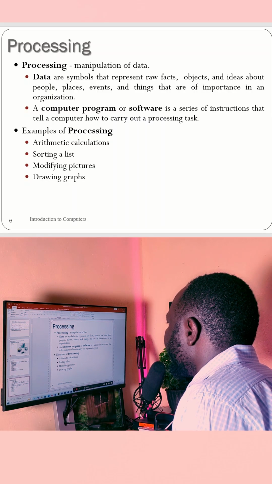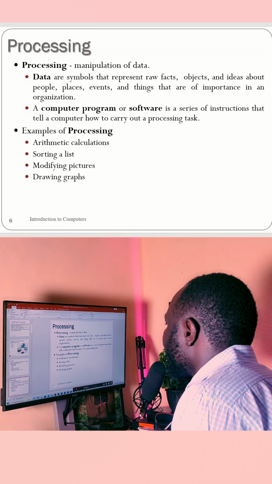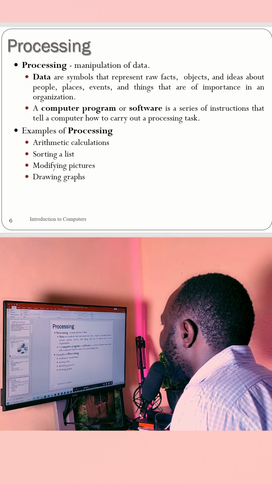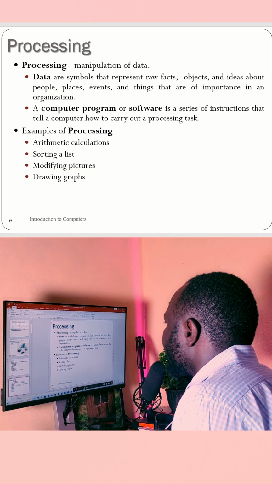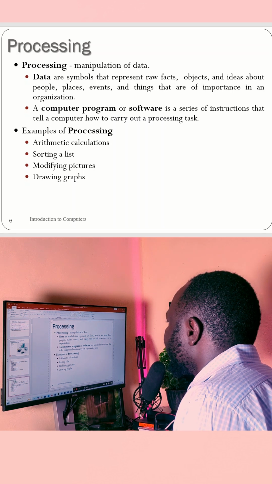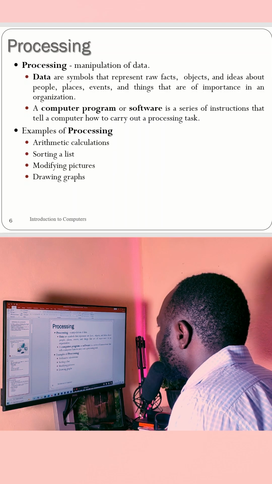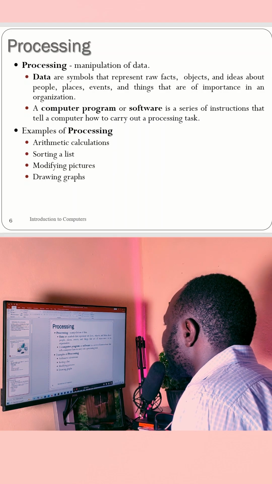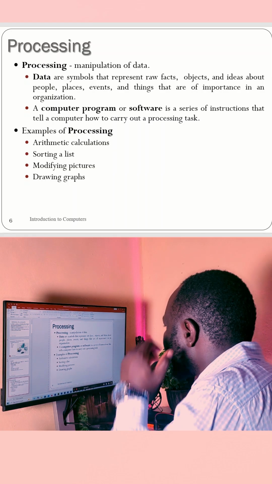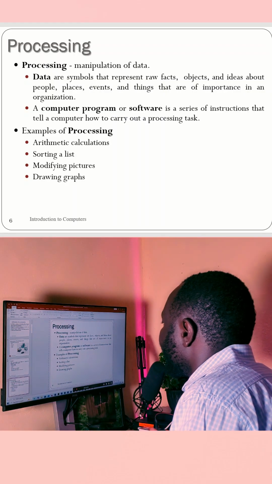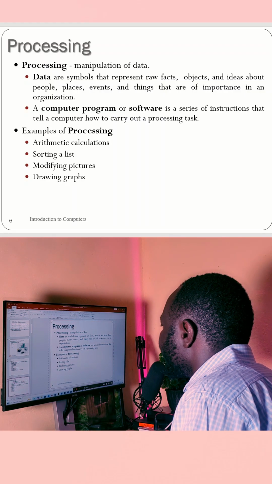Arithmetic calculations are all the calculations that are done within your computer. We have sorting a list. Of course, you can organize, let's say in Microsoft Excel, you can go there and then enter the students' grades, and then you can sort it from number 1 to number last, that is ascending to descending or descending to ascending, depending on your requirement.